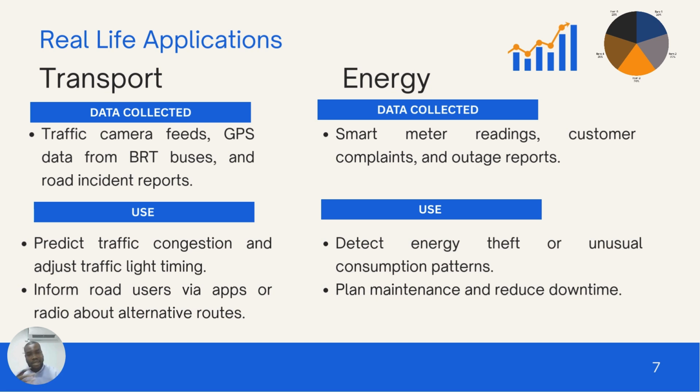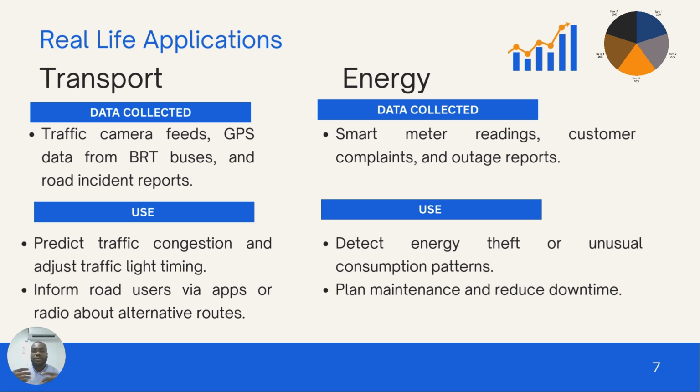So these are some of the examples. In energy, smart meter readings, customer complaints, outage reports are now being used. Collected data are used to detect energy theft and unusual consumption patterns, and then plan maintenance and reduce downtime. So in essence, these are some of the major applications of data in the world today, right?